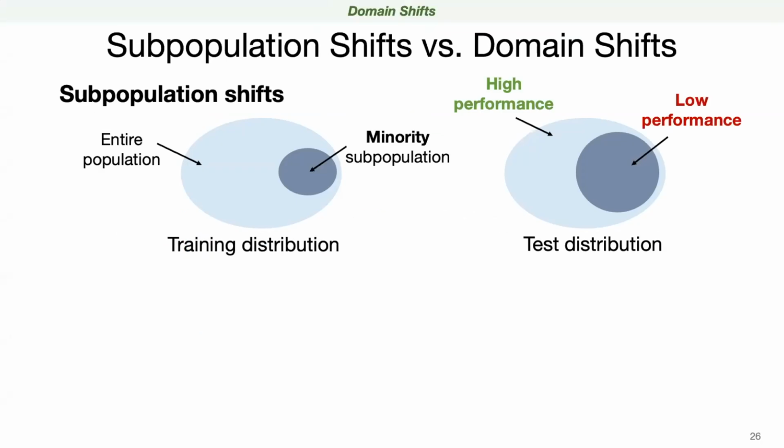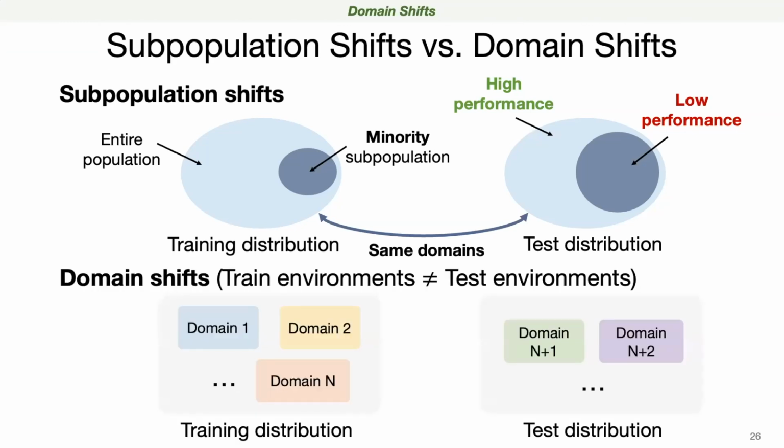Let's first compare subpopulation shifts versus domain shifts. In subpopulation shifts, we care about the performance on minority subpopulations. However, all examples are drawn from the same domains if we only consider subpopulation shifts. In domain shifts, we have a bunch of training domains, and we would like to train a model and make it generalize well to unseen new domains.